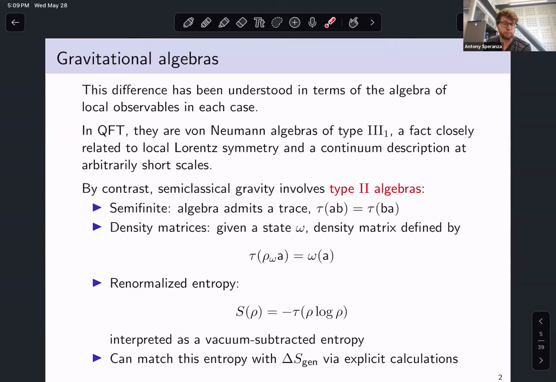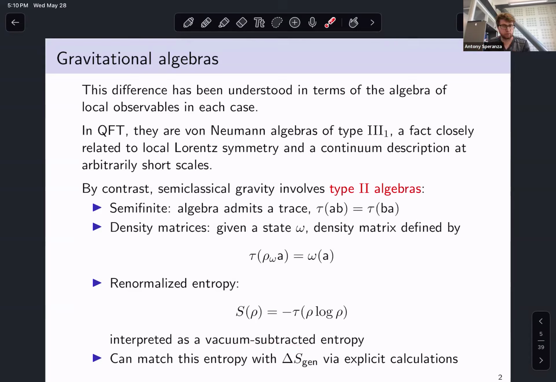And this is something that you can call the entropy. So in the type 2 case, you have to think a little bit about the interpretation because this trace is not the usual Hilbert space trace. It's something a bit more like an infinitely rescaled version of the Hilbert space trace. And so that normalization that comes into this trace means that you're thinking of an entropy minus kind of a background value. So you should think of this entropy here as a vacuum subtracted entropy.